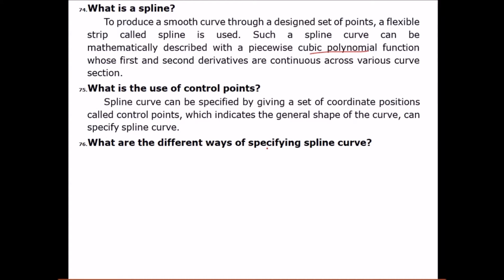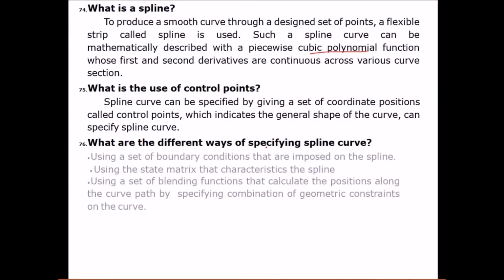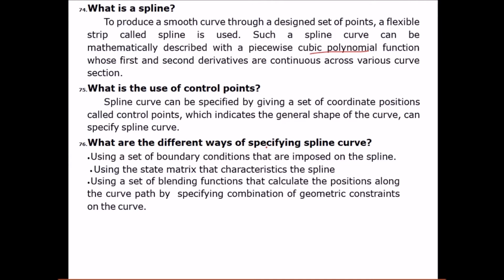What are the different ways of specifying spline curves? Using a set of boundary conditions that are imposed on the spline, using the state matrix that characterizes the spline, or using a set of blending functions that calculate positions along the curve path by specifying a combination of geometric constraints on the curve.